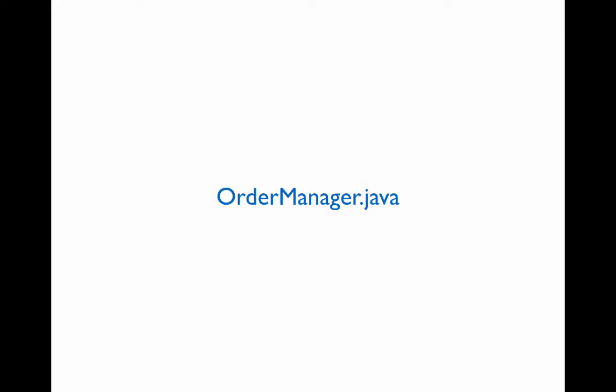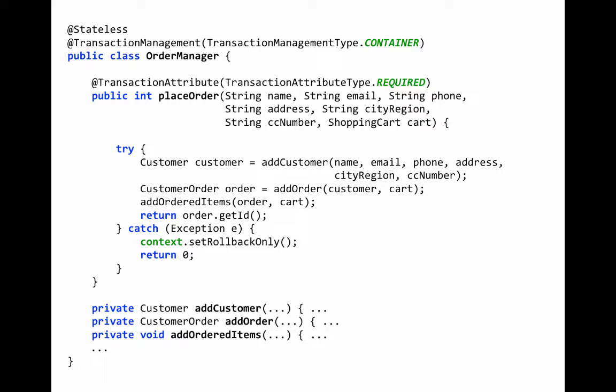Now let's finally come back to the Order Manager class that we briefly described earlier in this series of videos. Recall that the key method in the Order Manager class is the Place Order method. The Place Order method takes all the information needed to construct a customer record, plus it takes a shopping cart object. Recall also that the transaction annotation ensures that this method will be processed atomically as an all-or-nothing transaction, where any failure at any step in the process will cause the database to be rolled back to its previous state.